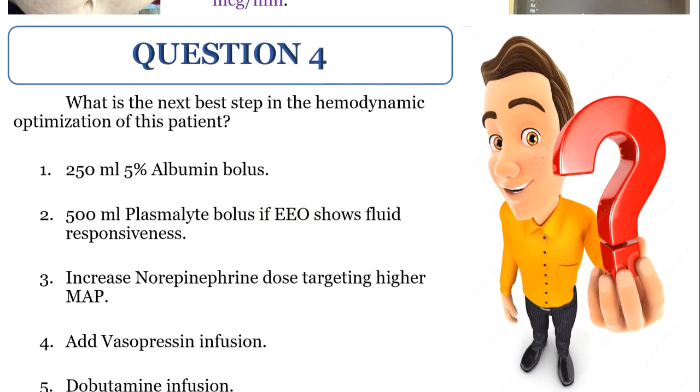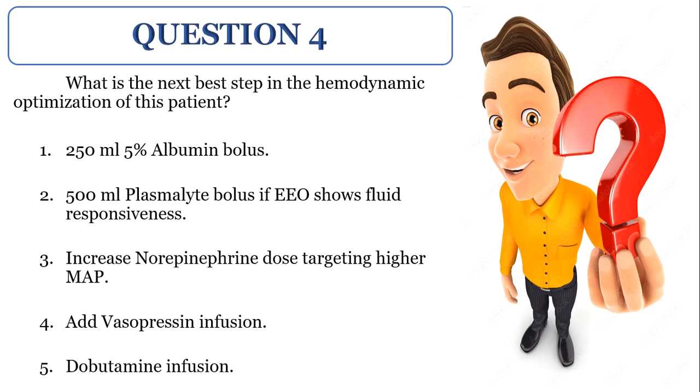Okay. So question is, what is the next best step in the hemodynamic optimization of this patient? Do you want to give 250 ml of 5% albumin bolus? Yes or no? Why? Yes? So patient is fluid intolerant. Okay. 500 ml of Plasmalyte if end expiratory occlusion test shows fluid responsiveness. Great. Increase norepinephrine dose targeting higher MAP. Yes. Add vasopressin. Dobutamine. Okay, that's fine.